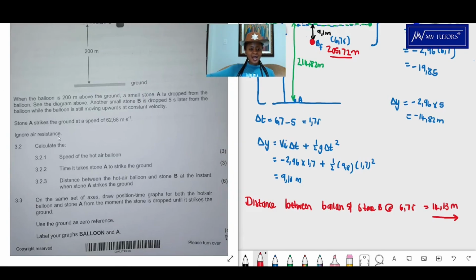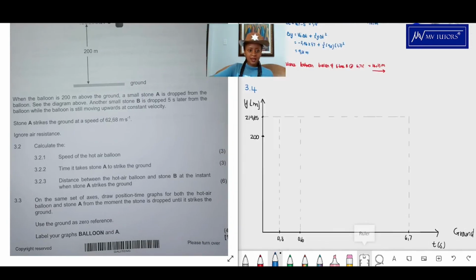All right, and now question 3.3. Okay, so 3.3, we are there. Oh, look at me writing 3.4. For 3.3, I decided to just draw the graph so that I don't waste time constructing it. It says on the same set of axes, draw position time graphs for both the hot air balloon and stone A from the moment the stone is dropped until it strikes the ground.